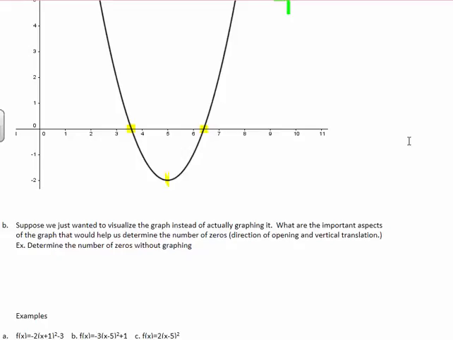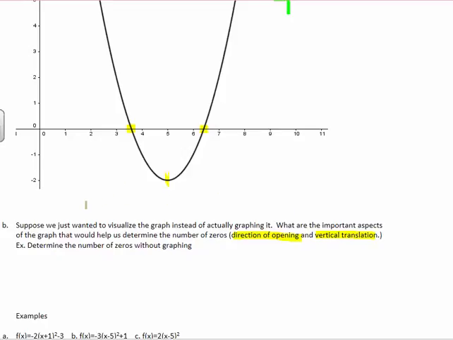Our next question for B is as follows. Suppose we just wanted to visualize the graph instead of actually graphing it. What are the important aspects of the graph that would help us determine the number of zeros? So the two things that are so important to us is the direction of opening, whether the graph opens up or down, and your vertical translation. That means whether it has moved up or down at all.